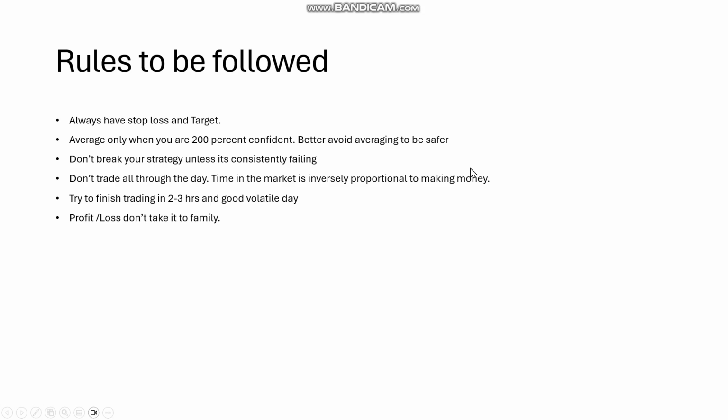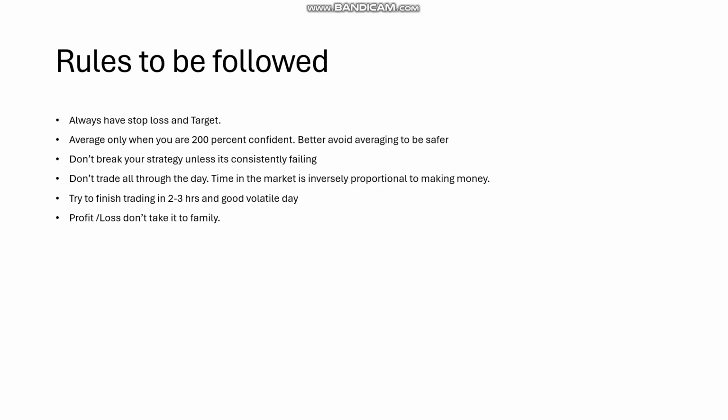So, and the rules to be followed, I have made some tweaks to today's rules. Always have stop loss and target. Never ever average it unless you are 200% confident, and you keep on fine-tuning the strategy as and when it goes, and try not to break your strategy. Keep that as a rule. And the most important rule to be followed is, don't trade all through the day.